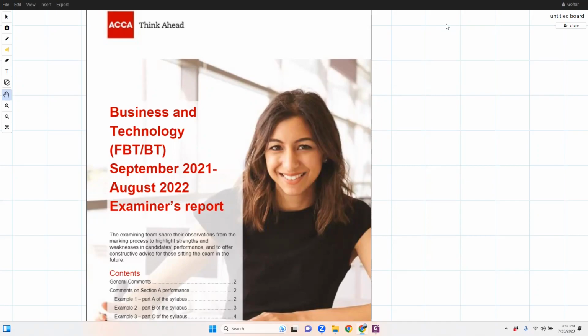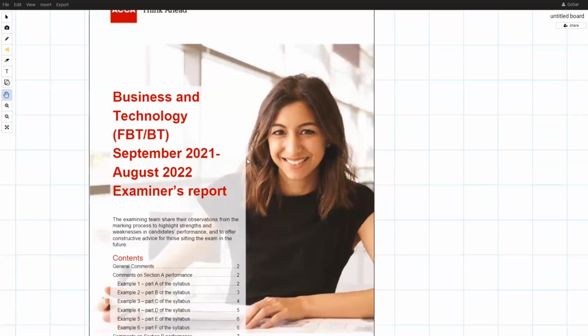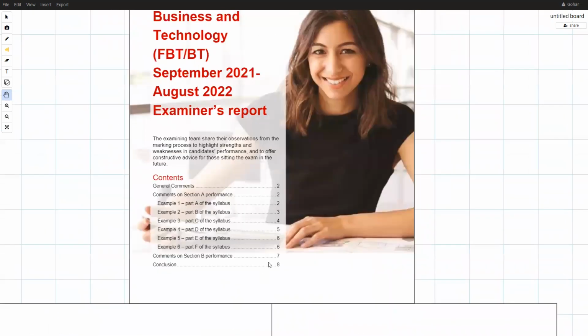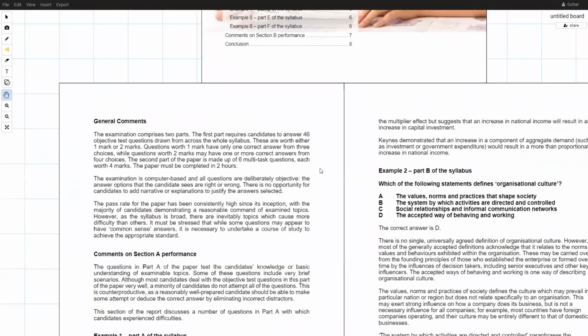So, take it as a lecture that you would take normally from any tutor. Okay, let's move towards it. This lecture is only about, we are going to take a look at the examiner's report for the FBT exam, that is from September 2021 to August 2022, which is the most recent examiner report available on the ACCA website. And we are going to solve the questions that the examiner has given us in this report.